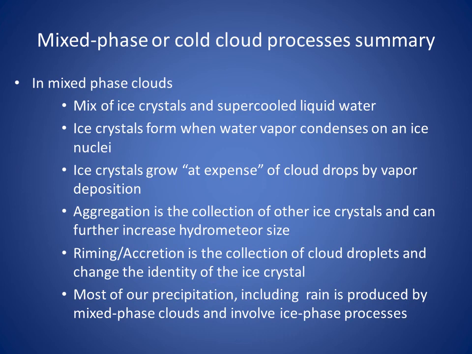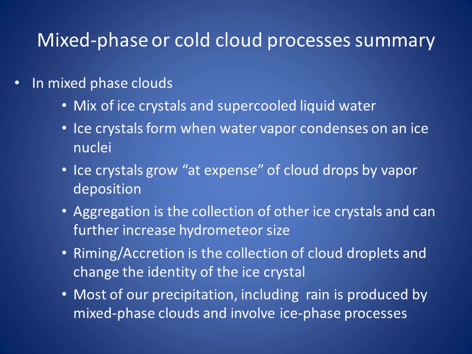So in summary, we have discussed mixed phase or cold clouds, which contain a mix of ice crystals and supercooled liquid water. We discussed ice nucleation, where ice crystals form when water vapor condenses onto an ice nuclei. We discussed the ice crystal growth mechanisms, where ice crystals grow at the expense of cloud drops by vapor deposition. Aggregation is the collection of other ice crystals and can further increase hydrometeor size. And riming and accretion is the collection of cloud droplets and changes the identity of the ice crystal.